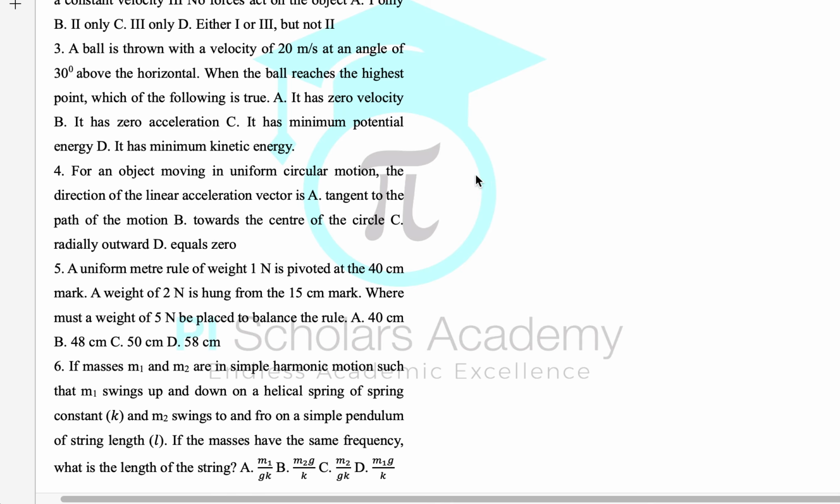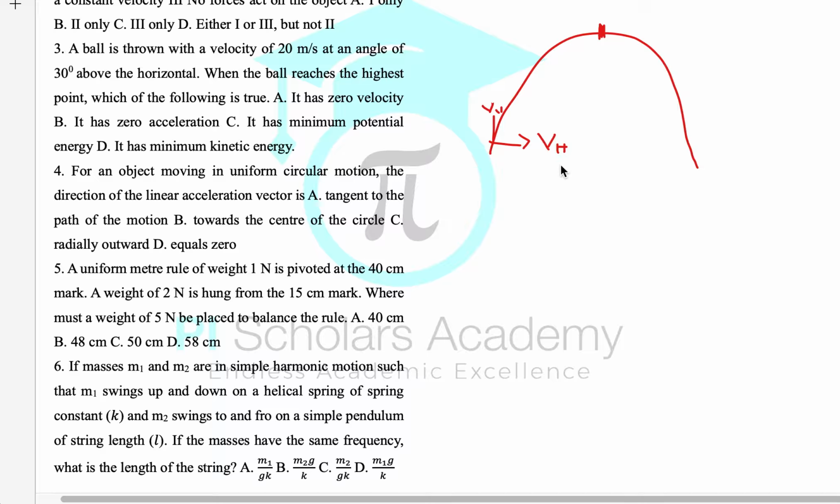This is a typical projectile motion problem. If I draw the projectile path, let's say in this manner, we are interested in what is happening at this highest point here. One of the things you should know about projectile motion is that there are two components of velocity: the horizontal component and the vertical component.